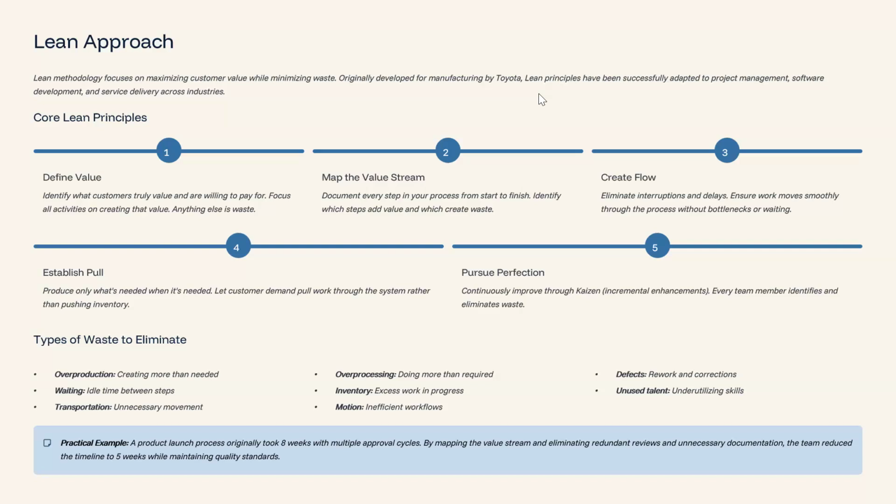So if you look at the core lean principles, you can look at these things. Define values: identify what the customer truly values and is willing to pay for. Focus all activities on creating that value. Anything else is a waste. So everything is about identifying the core values of the project. Anything otherwise is waste.